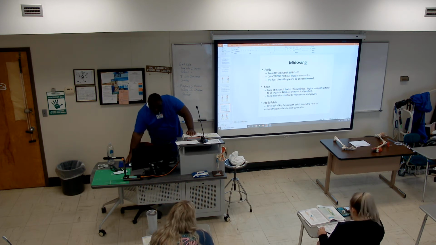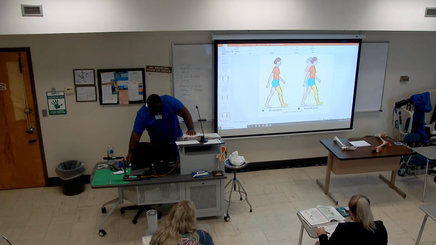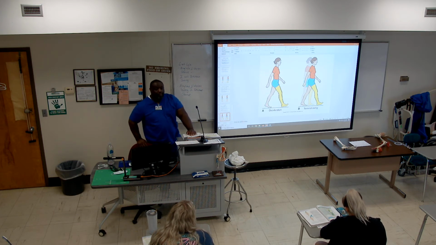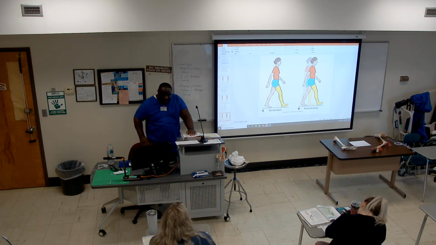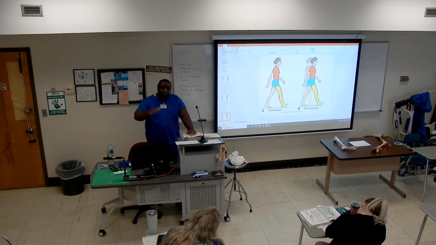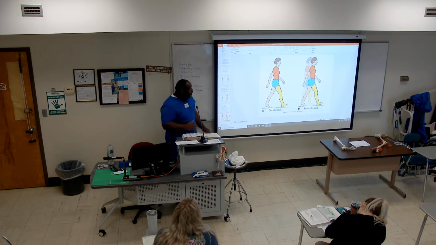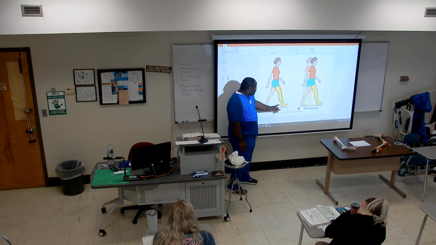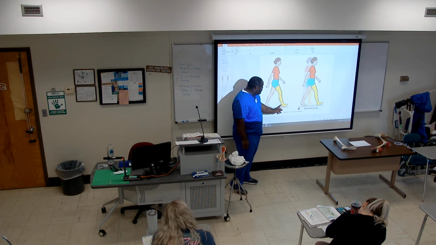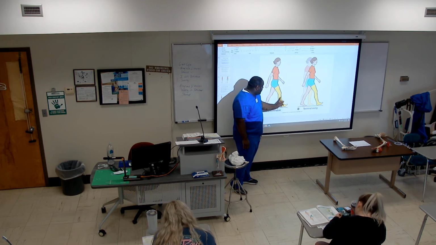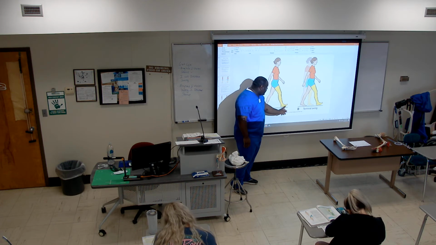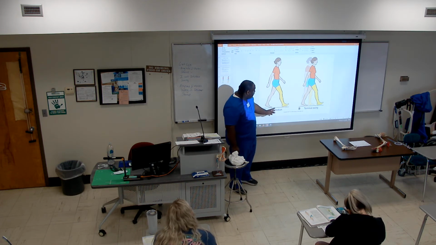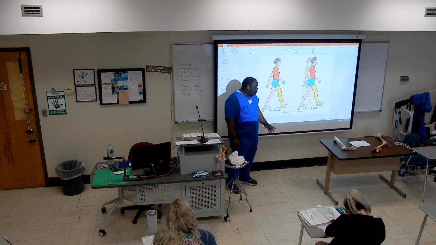And then finally, we have our terminal swing or deceleration. This is where we're getting ready to put the heel down on initial contact. So we're really slowing everything down. We're still in neutral dorsiflexion, so the heel is not on the ground yet. When you're looking at the angle here, it's about neutral dorsiflexion. I know it looks like it's in full dorsiflexion, but it's still about neutral.